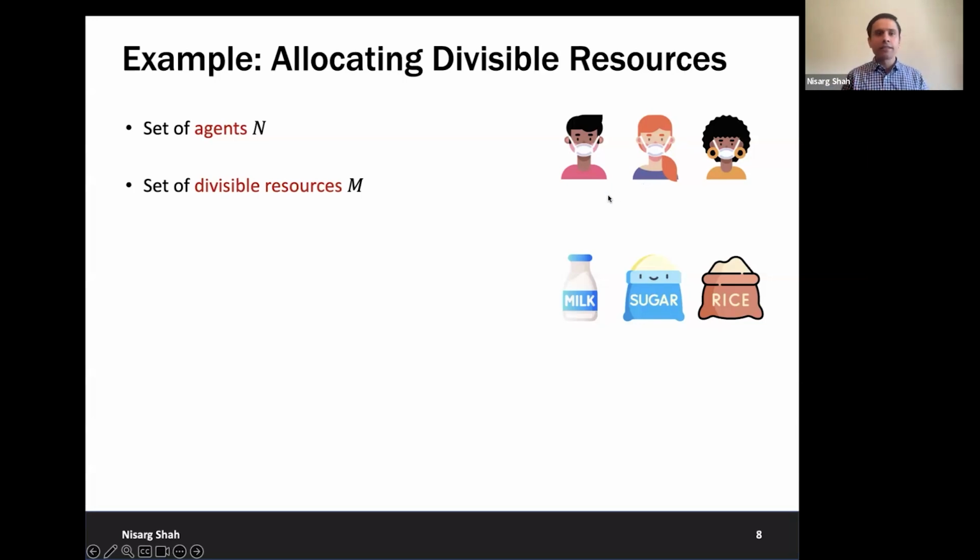So you have a set of agents, capital N, and a set of divisible resources, capital M. Think of resources like milk, sugar, or a bag of rice, where if you wanted to take the amount of milk that you have and give a third of it to one agent or a fifth of it to one agent, you could do so. So you can split these resources as finely as you need to.